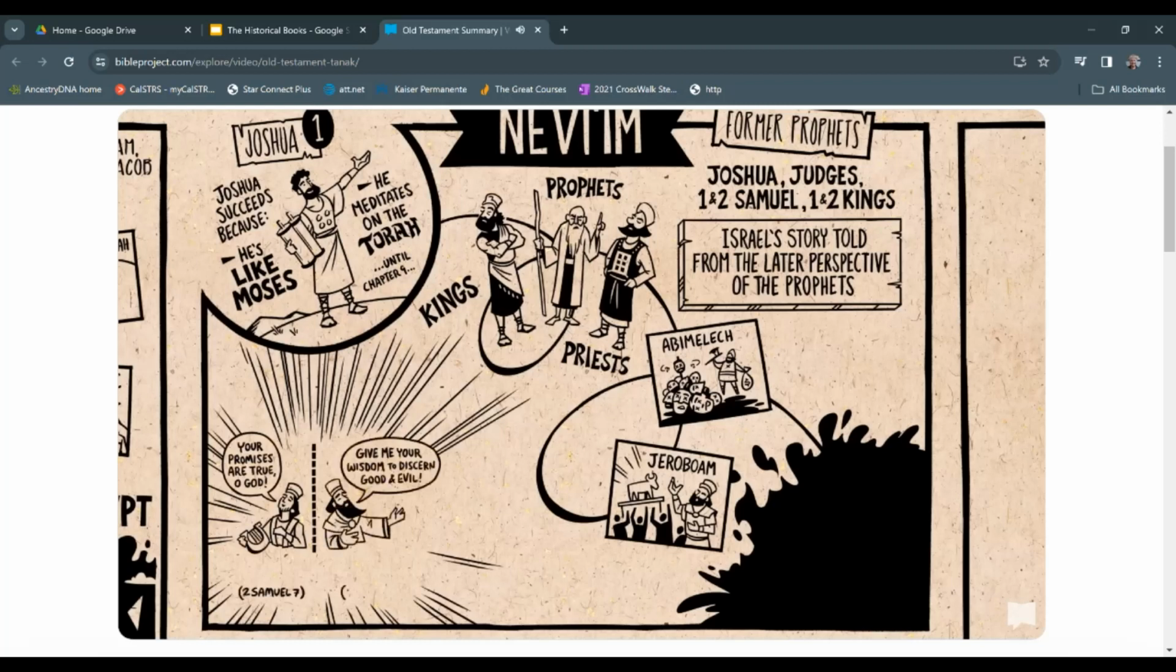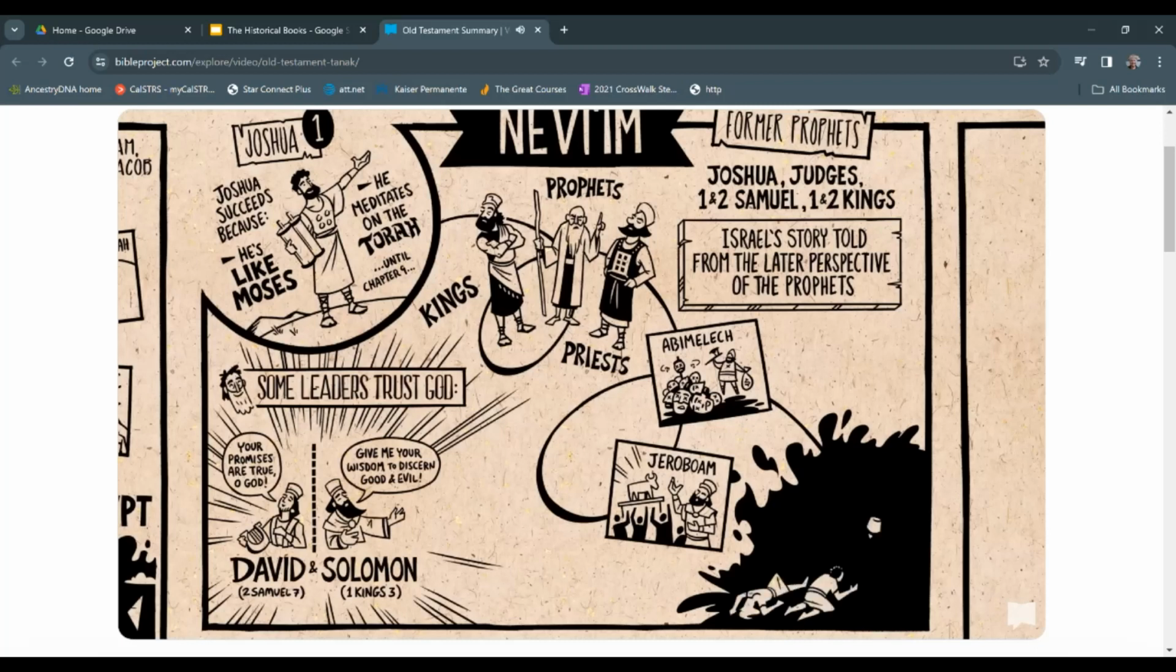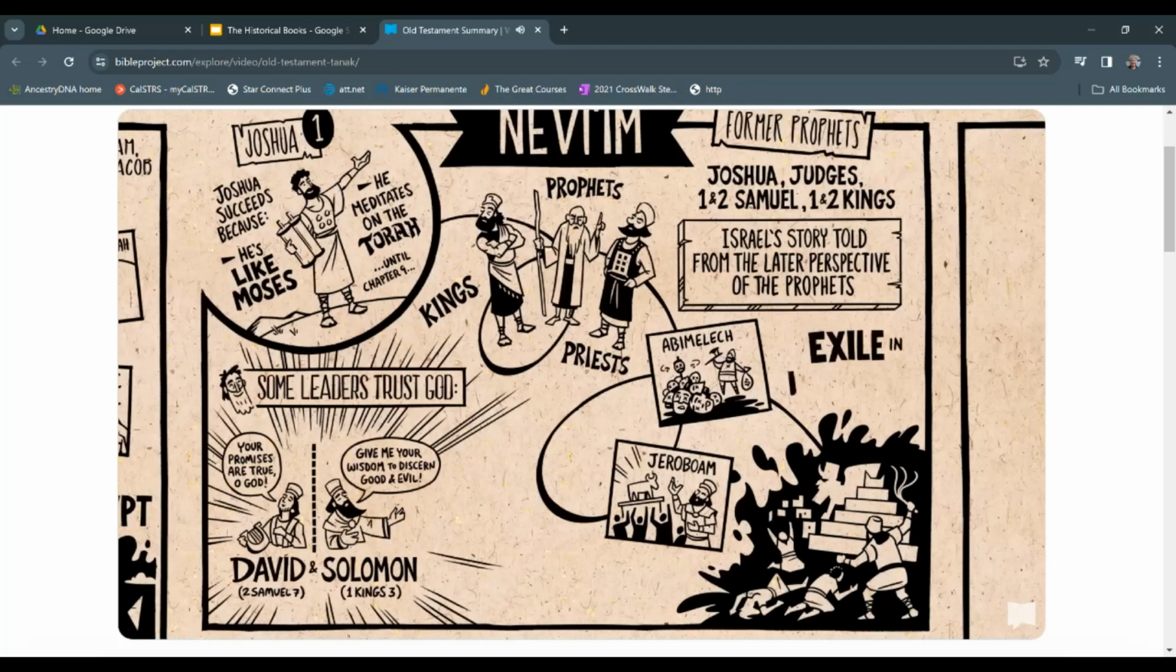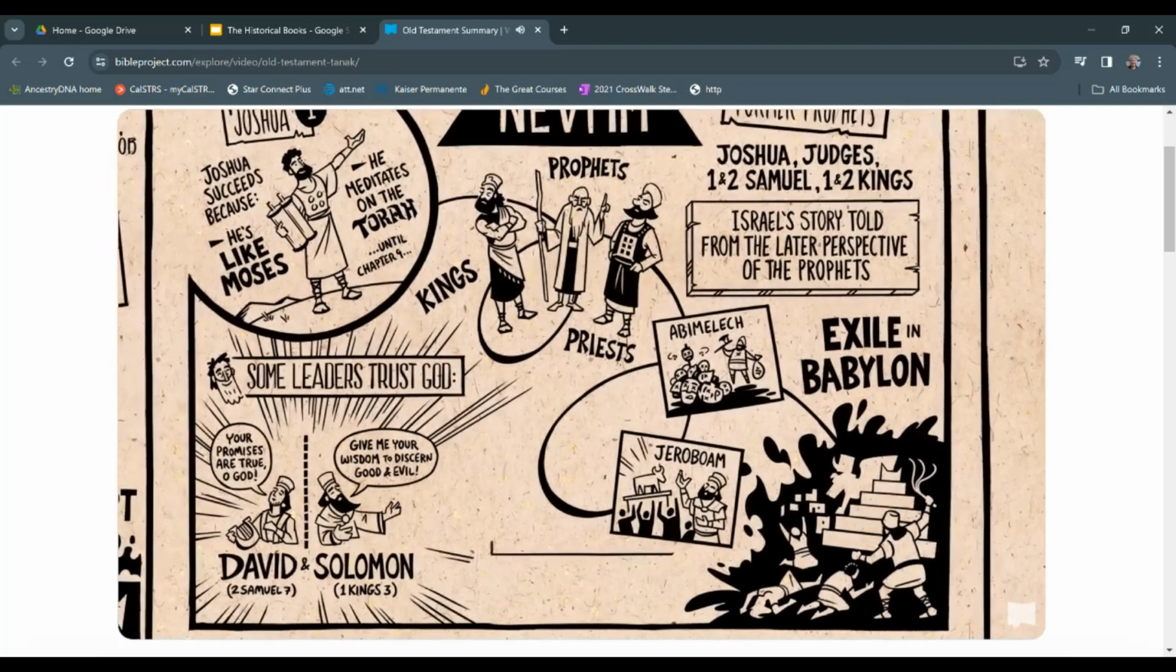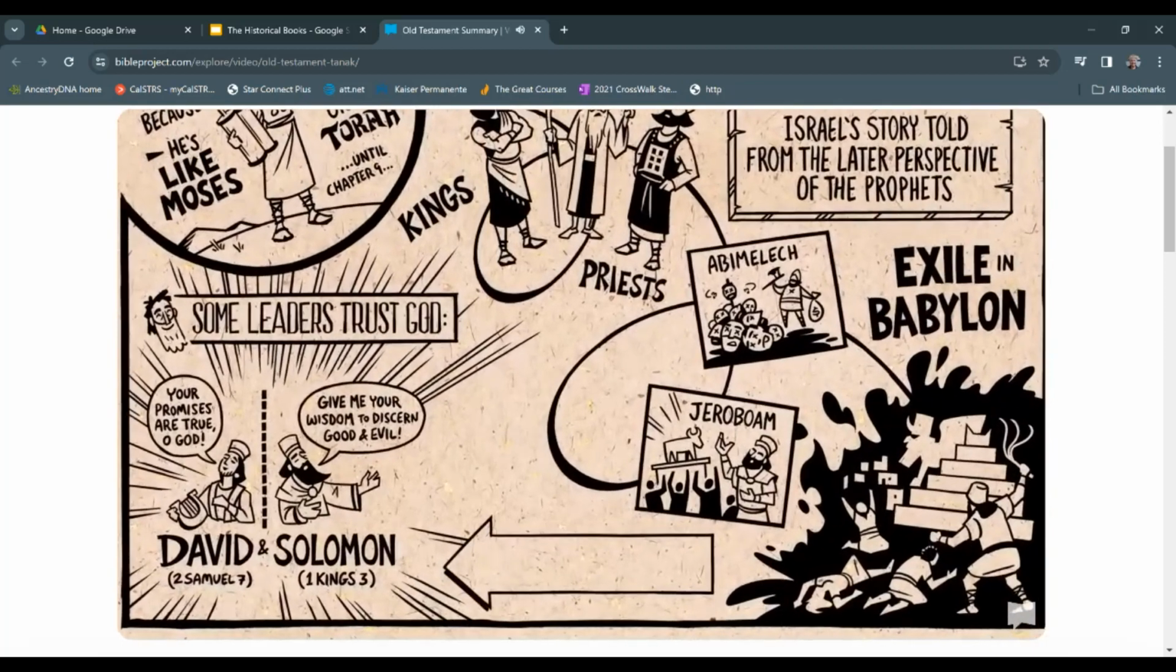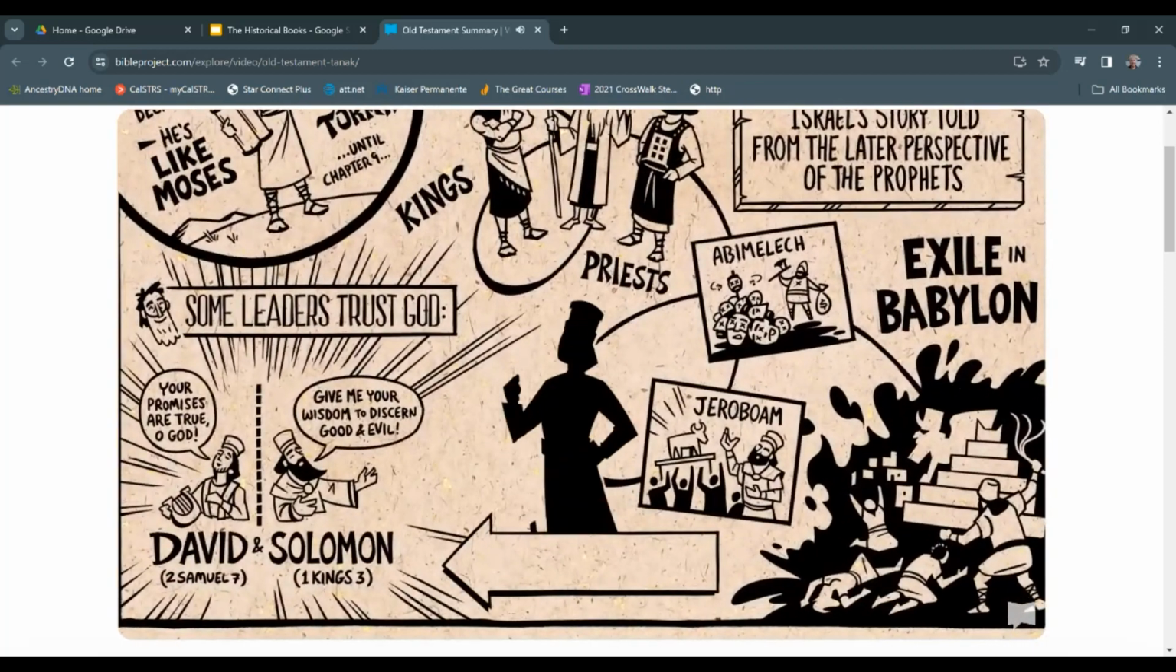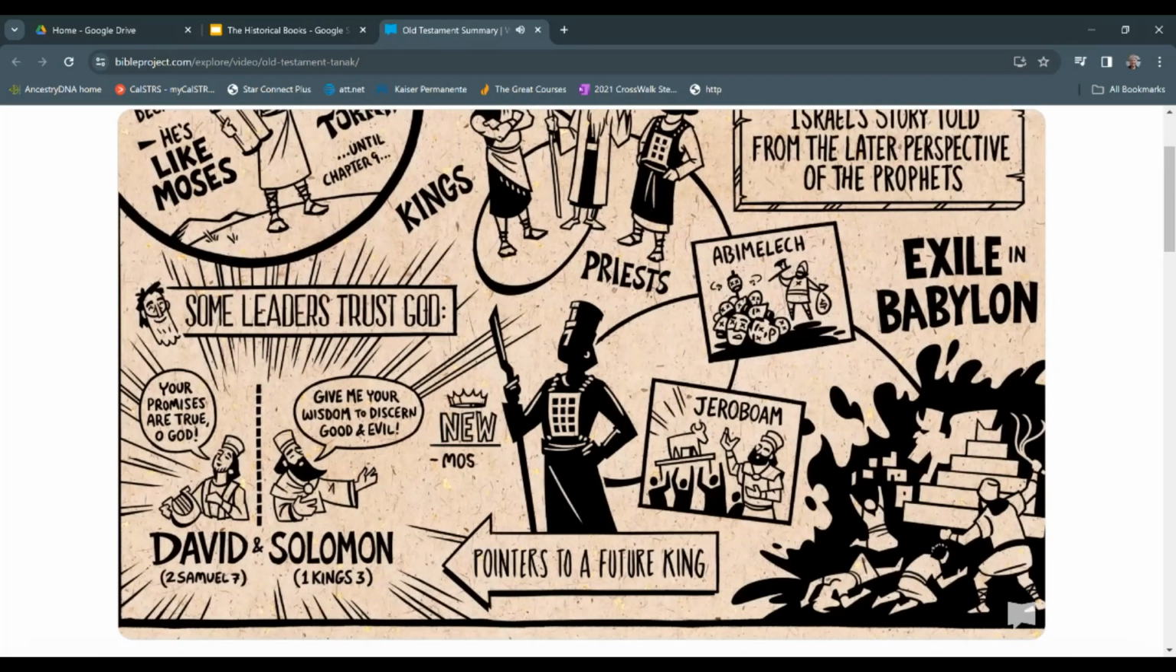And you get some stories about people like David or Solomon who have moments like Abraham when they trust God, but it never lasts. And wouldn't you know it, the family of Abraham ends up right where they began, conquered and exiled in Babylon. But remember, this whole story is being told from the later perspective of the prophets, and they know exile isn't the end. So they designed these stories of Israel's past as pointers to their future hope. When God does rescue his people out of Babylon, he'll send that new king who will be like Moses and David and Solomon were on their good days.